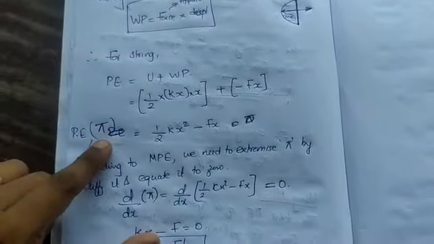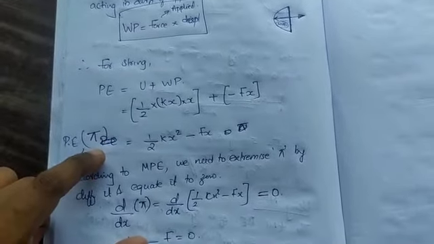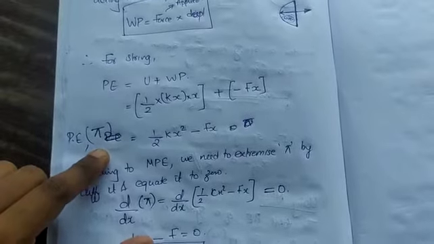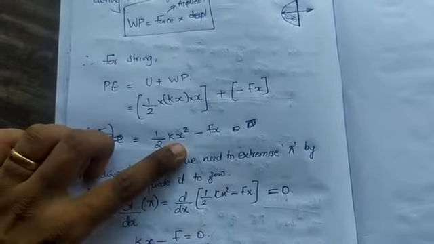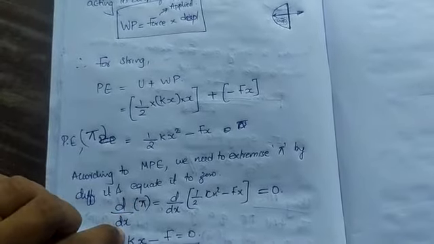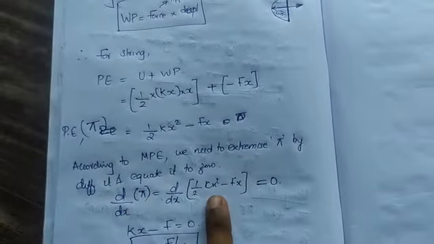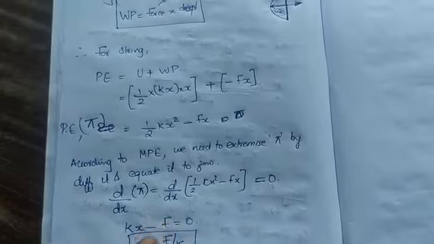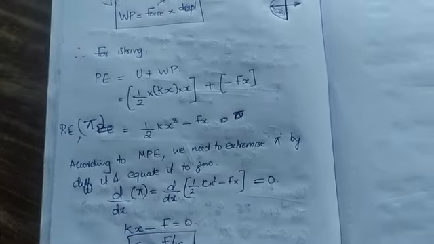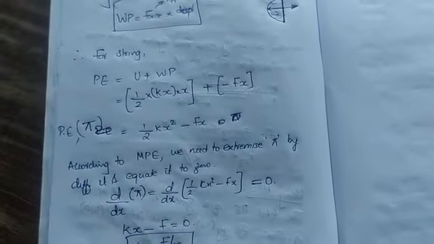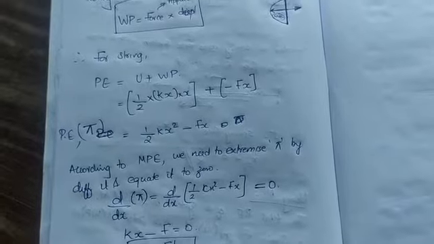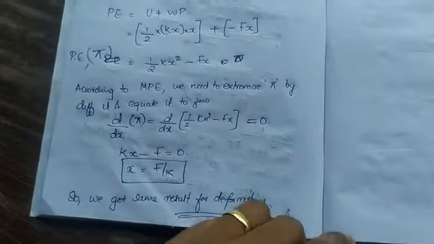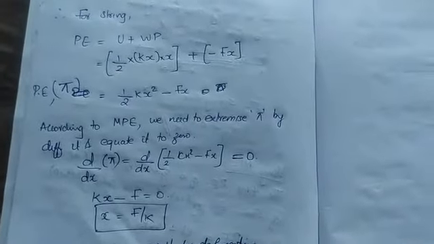To do that, we differentiate it with respect to x. So dou pi by dou x is dou by dou x of half kx squared minus Fx, equated to 0. That means kx minus F is equal to 0. You get x is equal to F by k. So in both cases you got the formula x is equal to F by k.